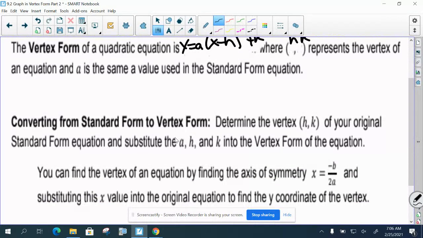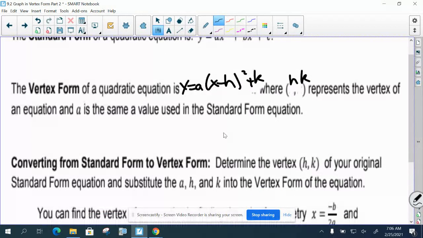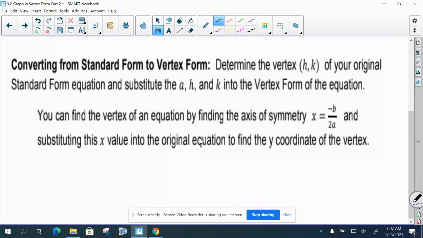So when you're converting from standard form to vertex form, so this form to that form, first we would need to determine the vertex, h and the k, and then we would just substitute in whatever the a is from standard form, and then the h and k into vertex form. So remember that in order to find the vertex of an equation, we would find the axis of symmetry using x equals negative b over 2a. And then whatever we get, we plug it back into the equation to get the y coordinate of the vertex.